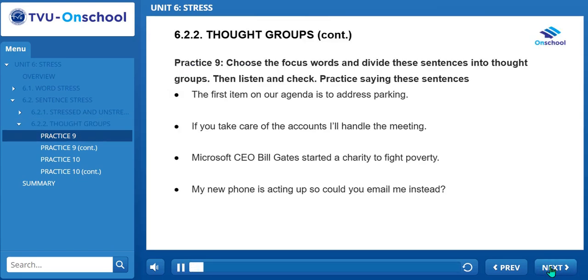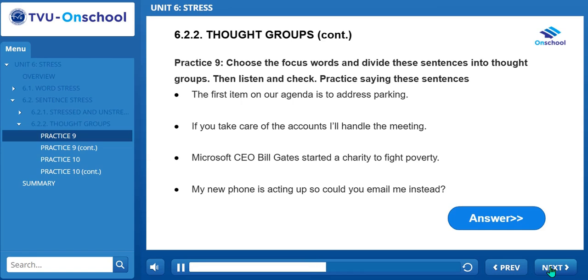Let's do some practice. Choose the focus words and divide these sentences into thought groups. Then listen and check. Practice saying these sentences. The first item on our agenda is to address parking. If you take care of the accounts, I'll handle the meeting. Microsoft CEO Bill Gates started a charity to fight poverty. My new phone is acting up, so could you email me instead?